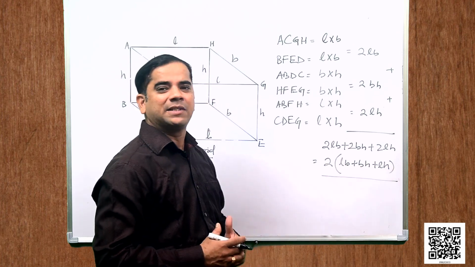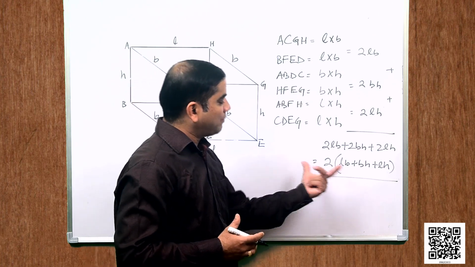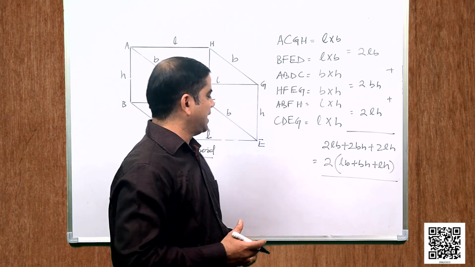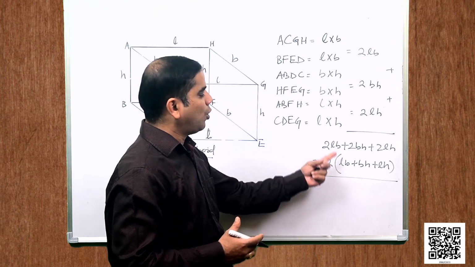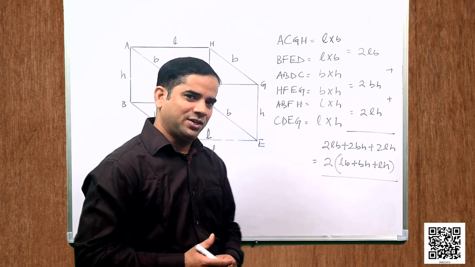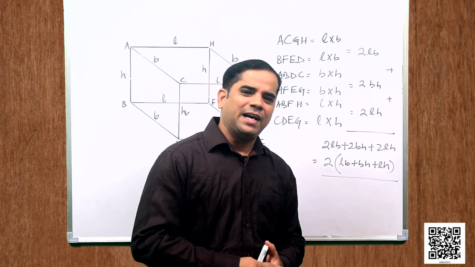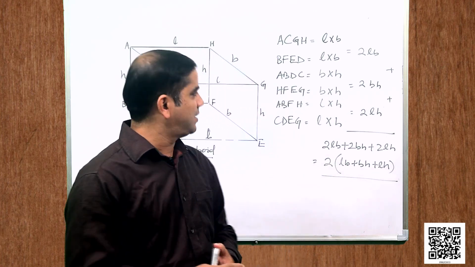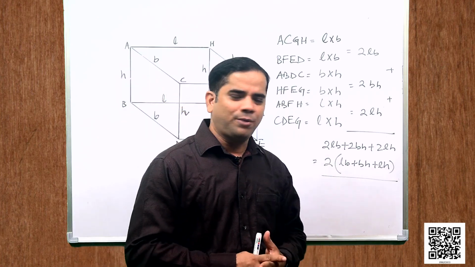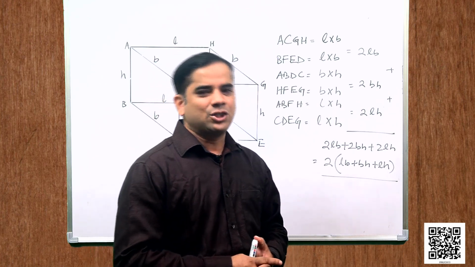Because it is a 3-dimensional surface, it has length, breadth and height. The formula for the total surface area comes to 2 whole into LB plus BH plus LH. Okay? Students, as we know, the unit of area is square unit. So, in this case also, the unit of the total surface area is square unit.